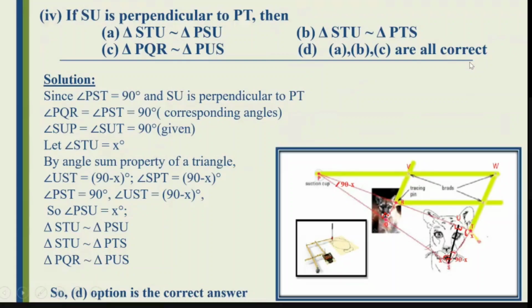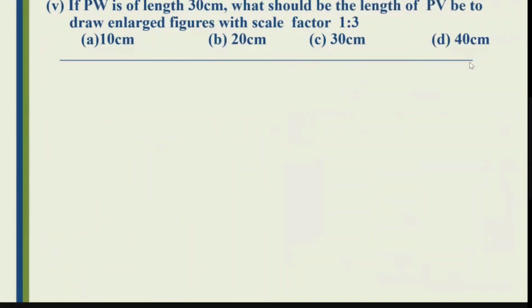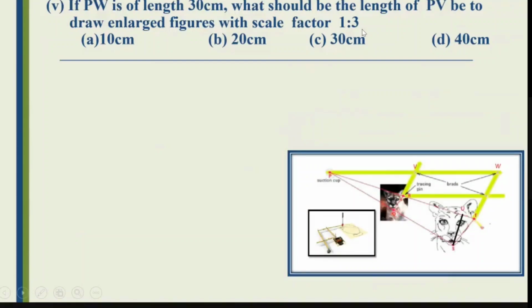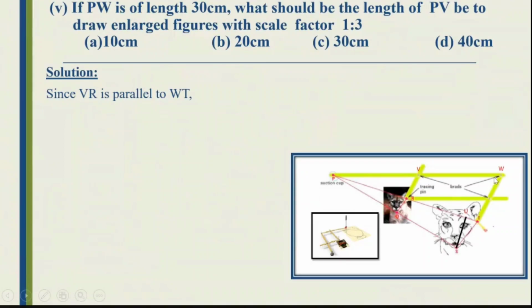Let us come to the last part now. If PW is of length 30 centimeters, what should be the length of PV to draw enlarged figures with the scale factor 1:3? Now just see the figure once again. Now in this figure, I have VR parallel to WT. So I'll get which triangle similar? I will get triangle PVR similar to triangle PWT by the AA rule, because this angle will be equal to this angle, corresponding angles, and angle P will be the common angle.